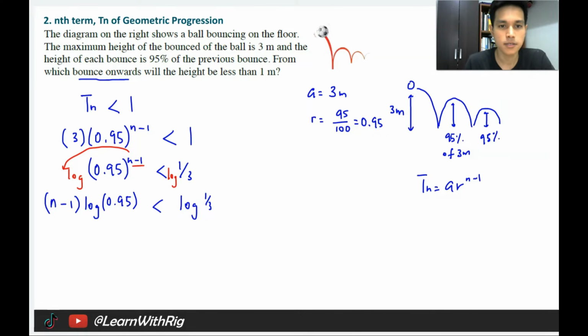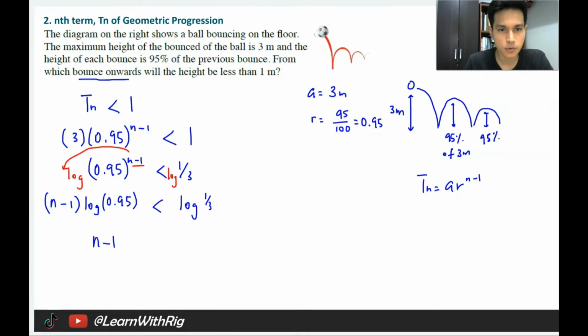You can apply this. Once you've done this, you can shift the 0.95 to the opposite side. But one thing you notice is that if you key in log 0.95 into your calculator, you will get a negative value. And if you shift a negative value, what will happen to the sign? The inequality will change sign. You should have learned this in form 2, form 3, I guess. So when you shift this, you should change the sign.